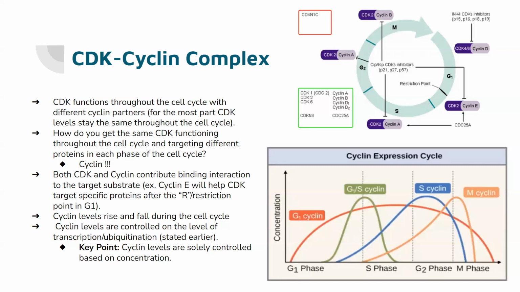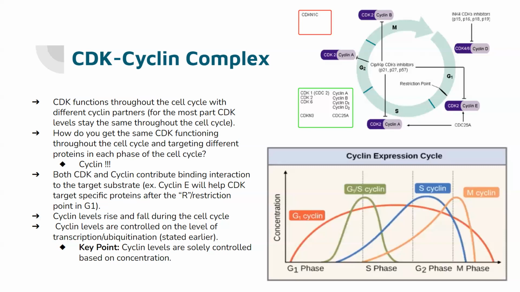Cyclins act like a guide, and so that's how CDK knows what it needs to do. The example on the slide is cyclin E, which is at the bottom right of the cell cycle over there. If you couldn't find it, the writing is too small. It helps CDK target specific proteins after the restriction point.